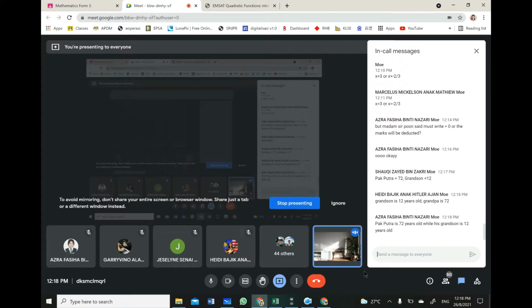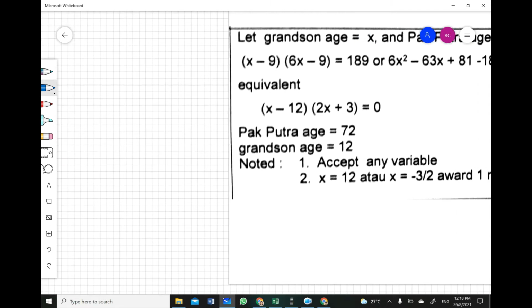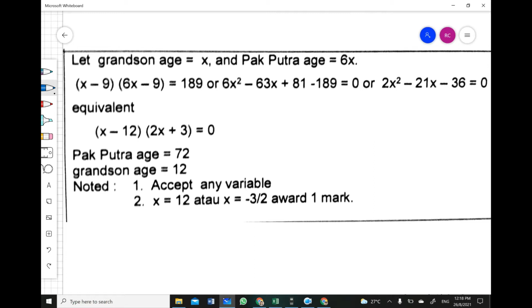This one is quite simple. So you have to make an assumption first. Let grandson's age equal to x and let Pak Putra's age equal to 6x, because it is 6 times his grandson's age. That's why he has 6x. And then they told you 9 years earlier, the product of their ages is 189. So 9 years meaning x minus 9, and this one also minus 9. And then you multiply it. So you can see we have x minus 9 multiplied by 6x minus 9 equal to 189. That is given in the question.